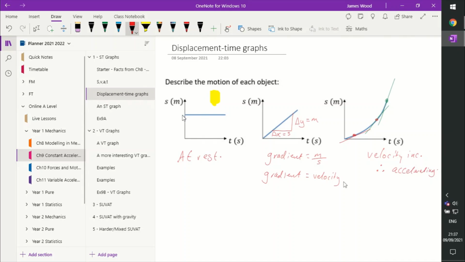So here, it has no velocity because its gradient is 0. Maybe we could make a note of that. The gradient is 0 here. It's a flat line. Here, the gradient is constant. The gradient's always the same, so therefore, the velocity is always the same. And here, the gradient is getting steeper and steeper and steeper, so it's accelerating. So that's the first important fact: the gradient of a displacement time graph gives you velocity.